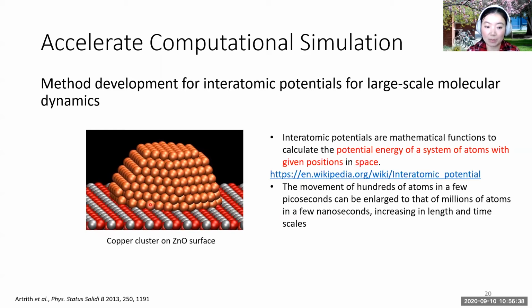The orange ball represents a copper element, the red ball is an oxygen atom, and the gray ball is a zinc. So if I want to study the interaction between the copper and the oxygens, or the interaction between the copper and the grays, then we can generate the potential.